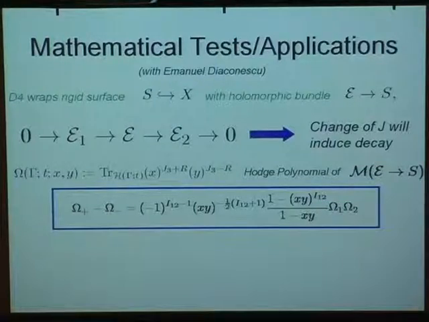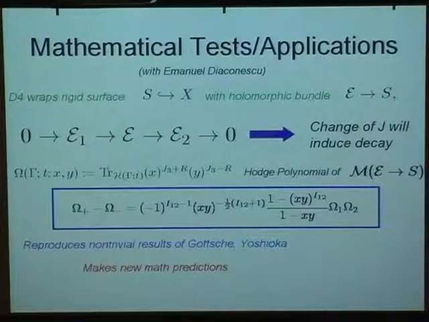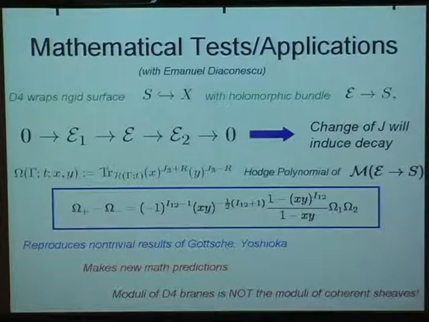To study the change in the BPS states, it's convenient to generalize the Witten index to a two-variable polynomial by weighting the BPS states by their spin and R charge. The reason that's useful is that that polynomial is the Hodge polynomial for the moduli space of holomorphic bundles. And here's the formula then for the change in the Hodge polynomial. That reproduces non-trivial results of Göttsche and Yoshioka, goes beyond what they said, and makes some new math predictions. For me, the most surprising aspect of this was that the moduli space of D4 branes is not the moduli space of coherent sheaves, even when you neglect worldsheet instanton corrections.